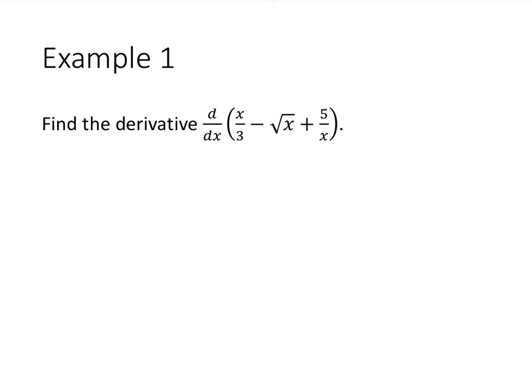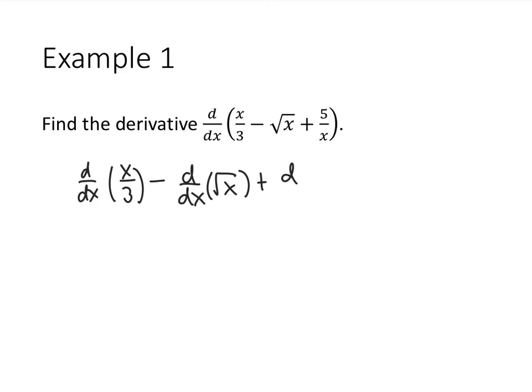First things first, because of the sum and difference rule, this is 3 functions added and subtracted together, so we can take the derivative separately. So this is going to be the derivative of x over 3, whatever that is, minus the derivative of the square root of x, whatever that is, plus the derivative of 5 over x, whatever that is. So we've broken our problem down into 3 simpler problems.